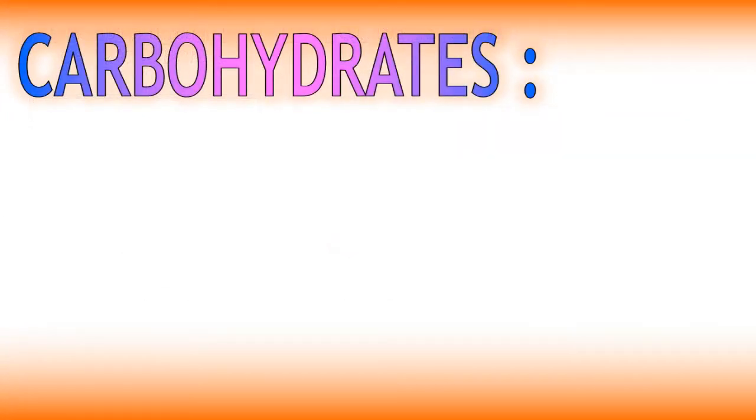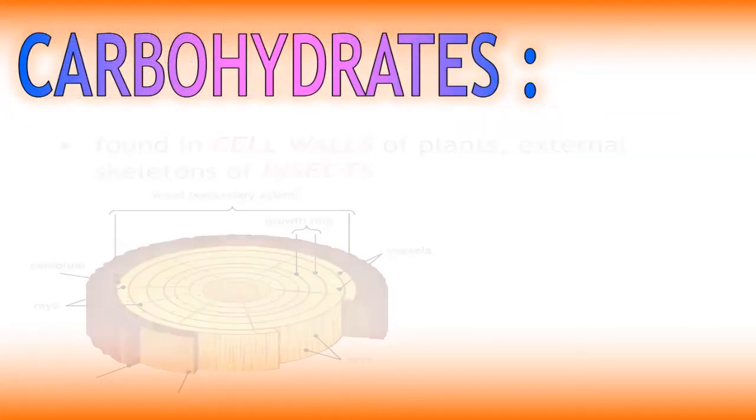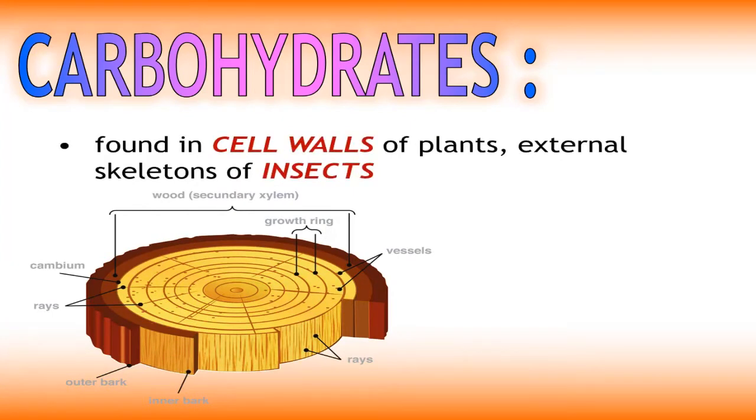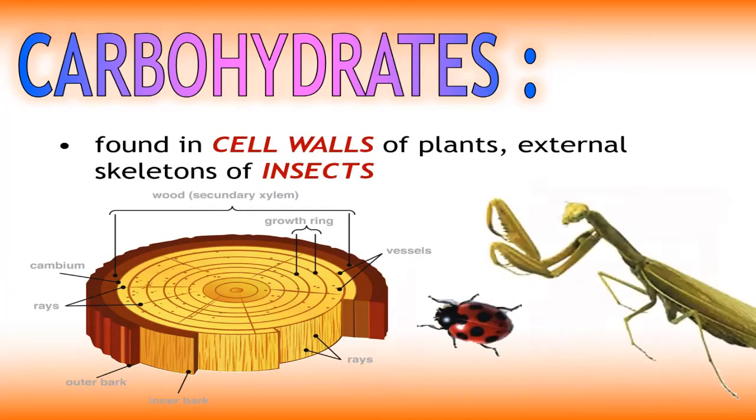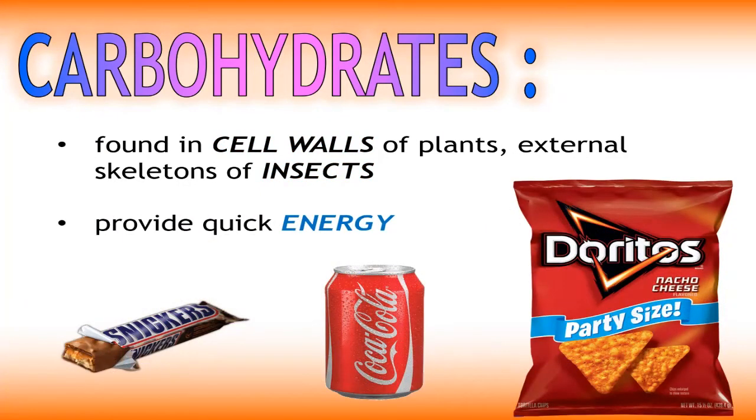So carbohydrates, what are they? Well, they are substances that are found in the cell walls of plants like cellulose, or in the external skeletons of insects like chitin. They are a source of quick energy. The chocolate in this candy bar, the syrup in the Coca-Cola, the foam, because that's what a corn chip is. A corn chip, a Dorito, is just a kind of foam. They're all ways of presenting chains of carbohydrates. And so they are all sources of quick energy.